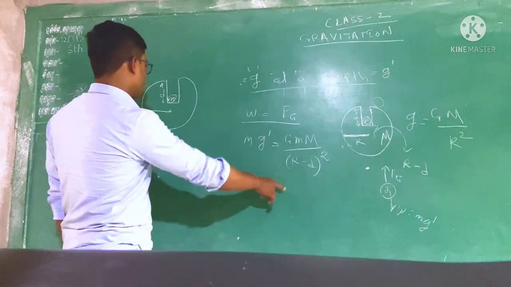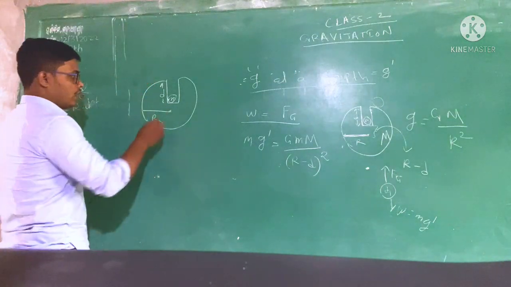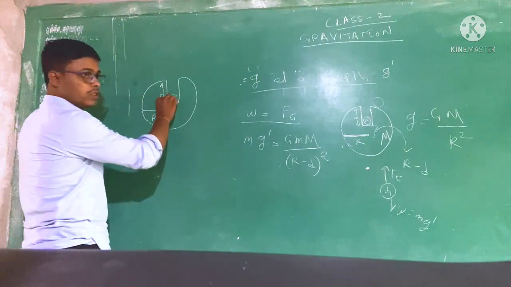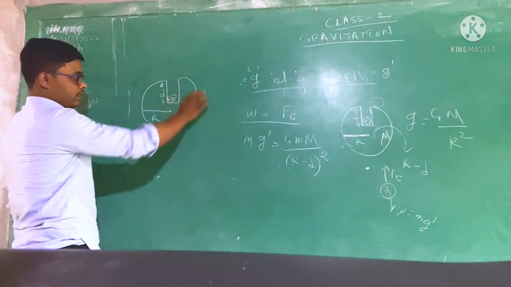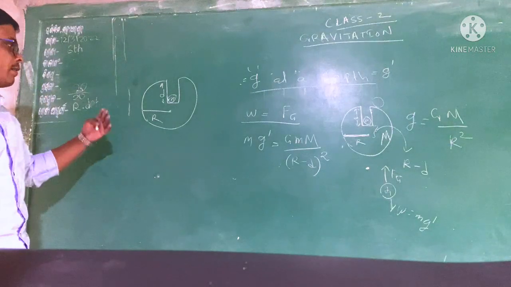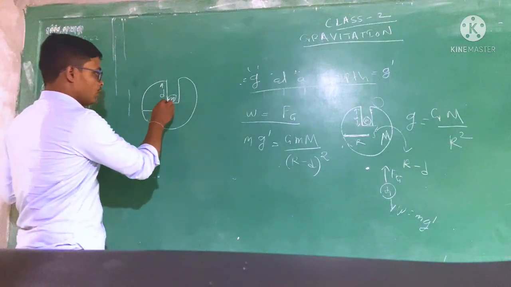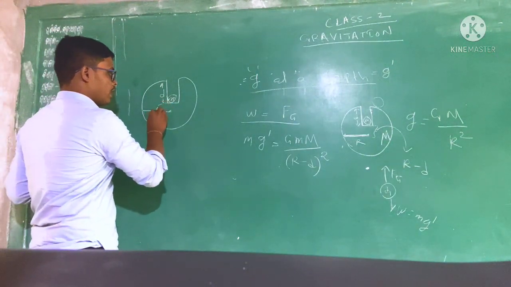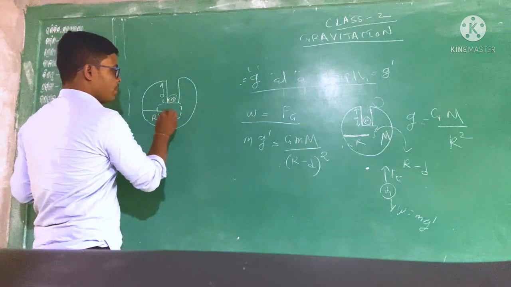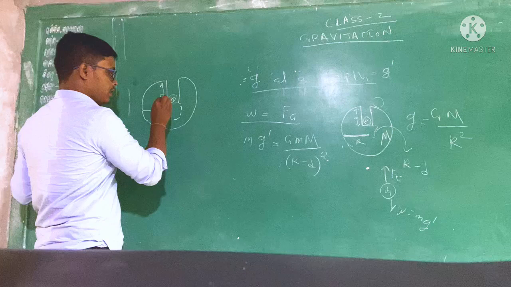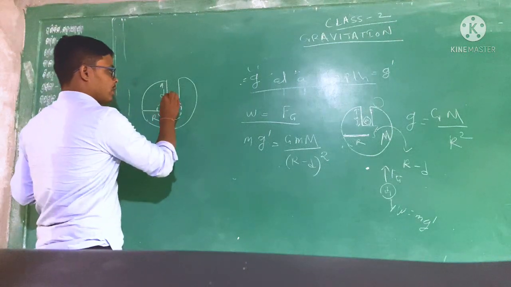That's why we use it. But remember, the object is not situated above the earth surface, right? It is not situated above the earth surface. It is below the earth surface. So the gravitational force will act between this imaginary sphere, that is this imaginary earth, and the object.